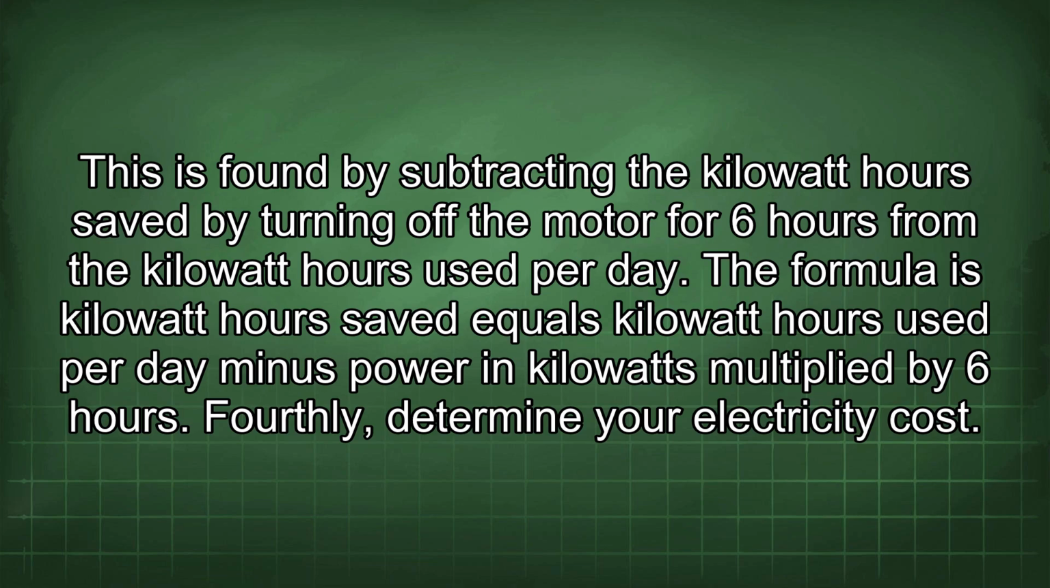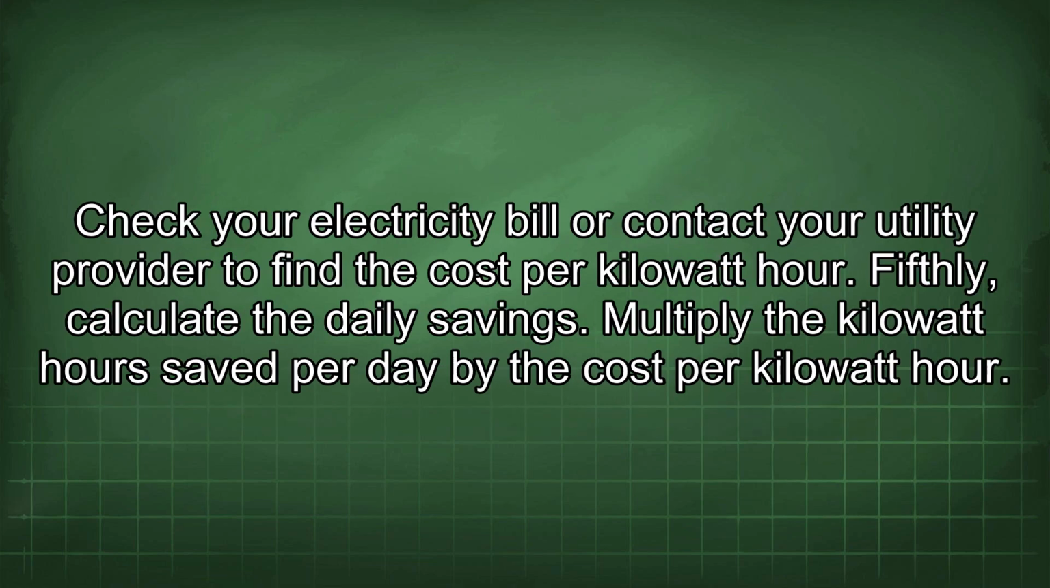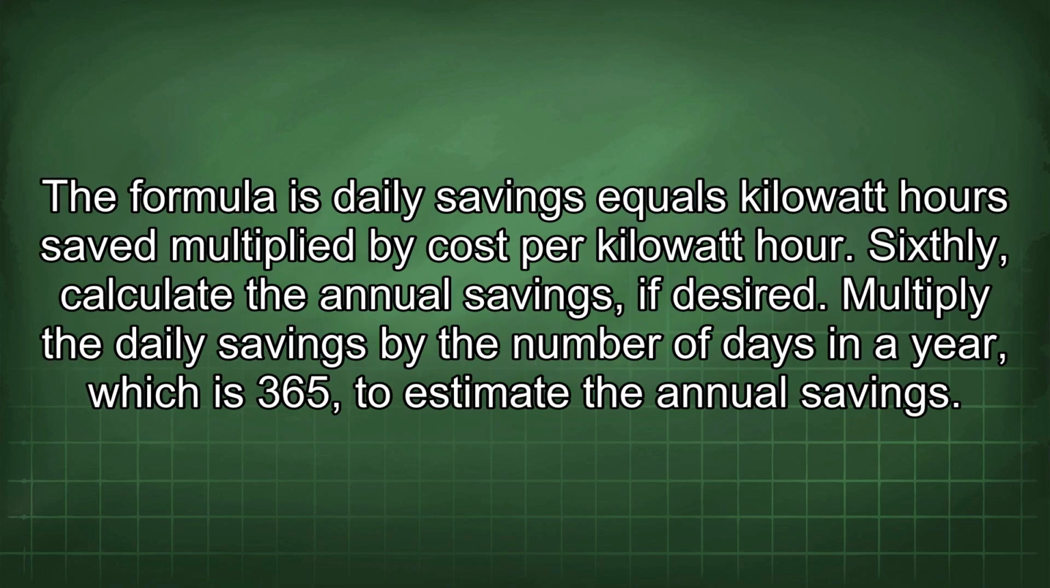Fourthly, determine your electricity cost. Check your electricity bill or contact your utility provider to find the cost per kilowatt-hour. Fifthly, calculate the daily savings. Multiply the kilowatt-hours saved per day by the cost per kilowatt-hour. The formula is daily savings equals kilowatt-hours saved multiplied by cost per kilowatt-hour.